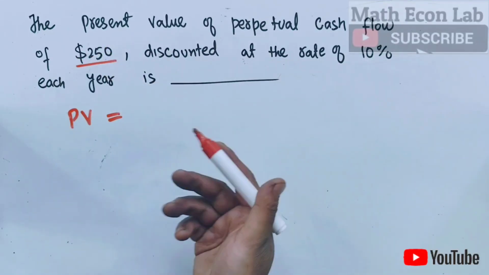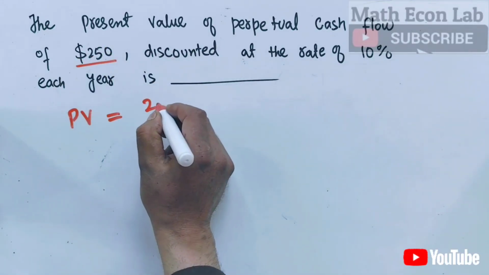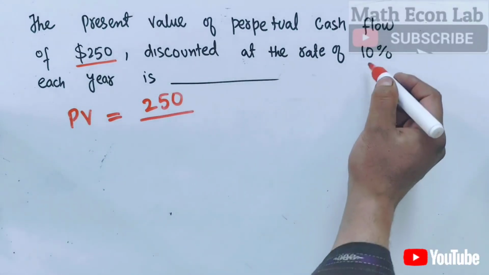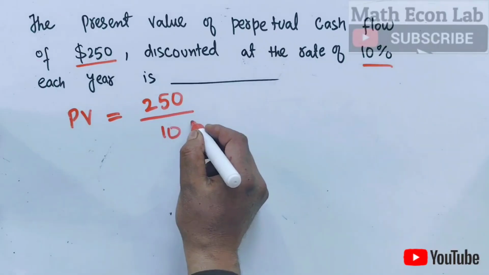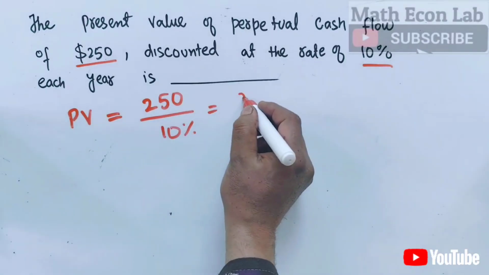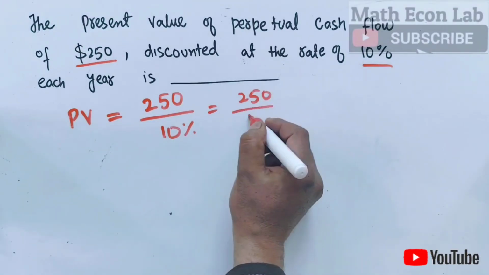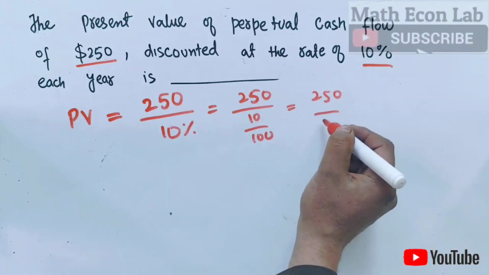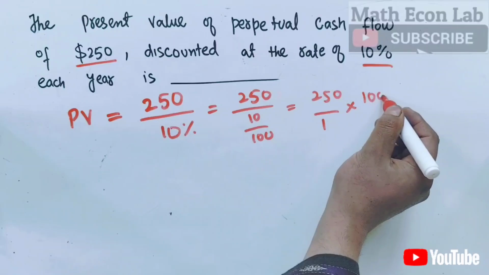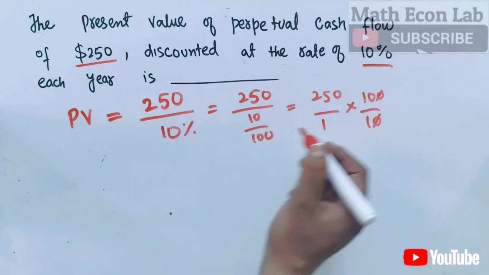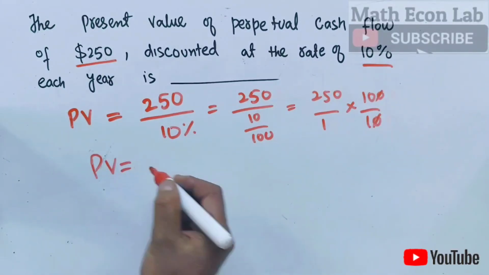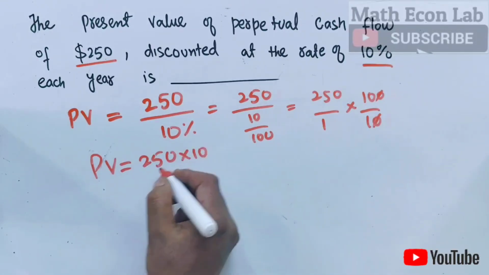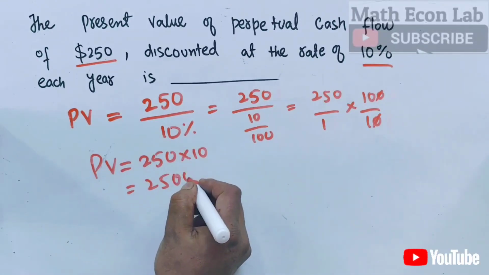250, which is the annual cash flow, 250. To this we divide by the discount rate, which is being given to us as 10%. So which is equal to 250 divided by 10 divided by 100, which is equal to 250 divided by 1 into 100 upon 10. This gets cancelled. Our present value of perpetual cash flow will be 250 into 10, which is equal to 2500.